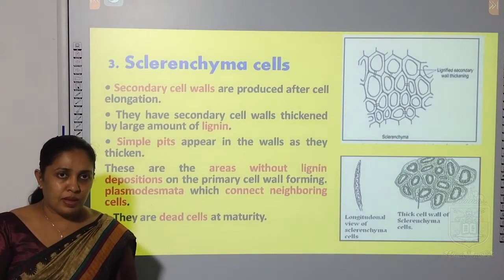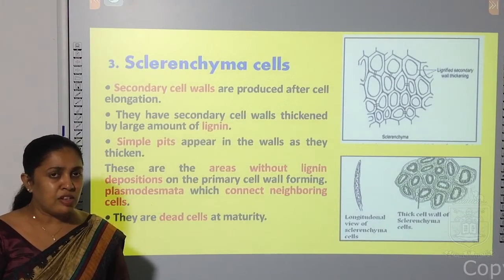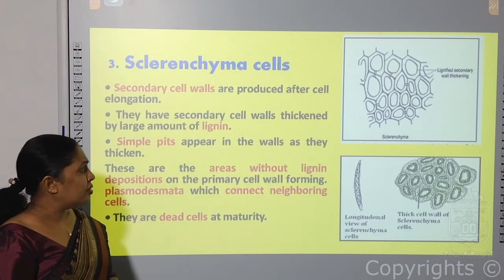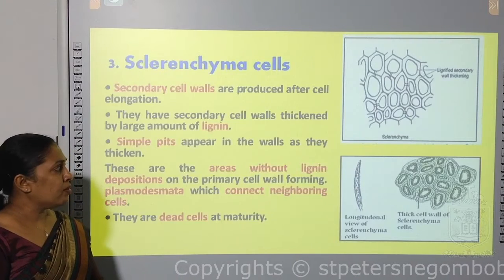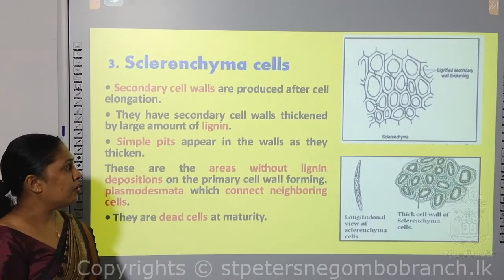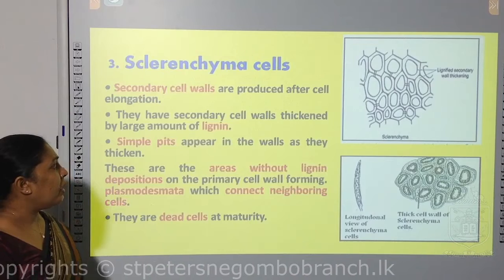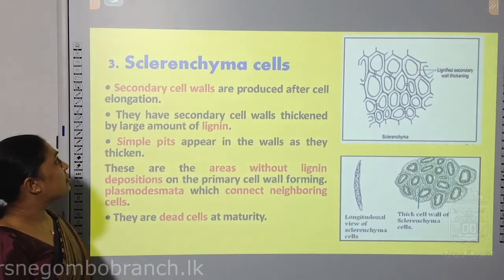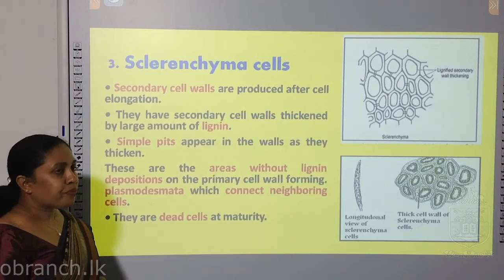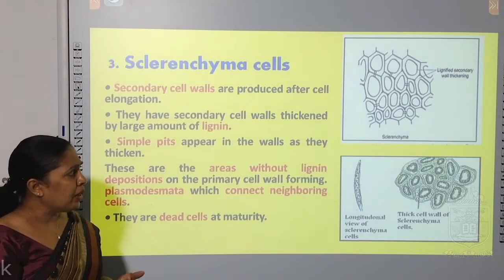Our next type of cells in the ground tissue system is sclerenchyma cells. Sclerenchyma cells have much thicker walls because now it is not cellulose. Other than the cellulose cell wall, lignin is deposited in the walls of the sclerenchyma cells. So the cells are not living anymore.